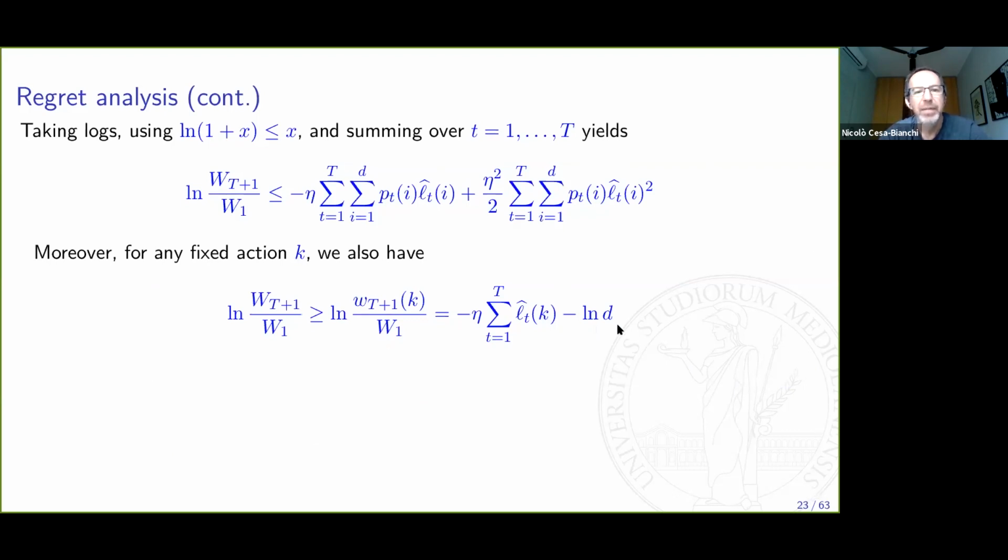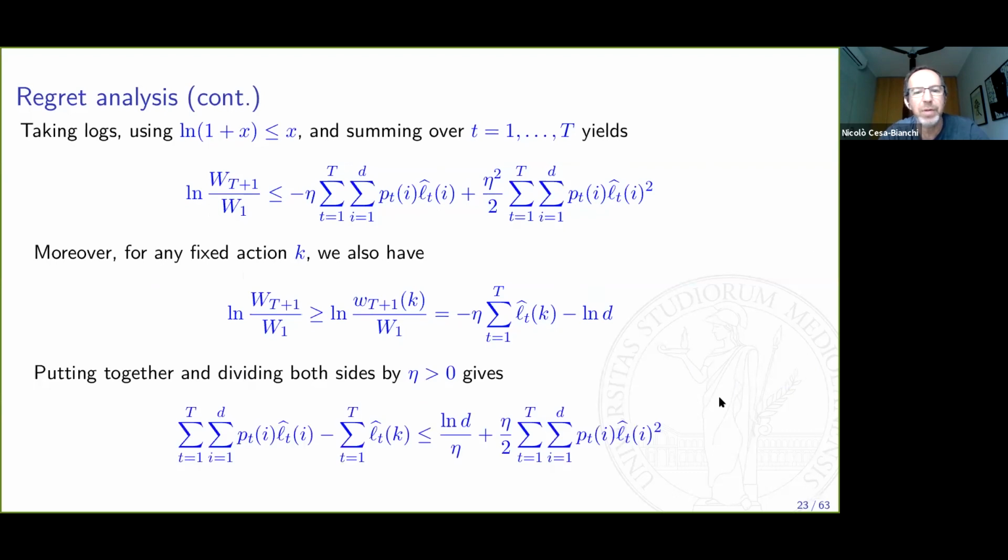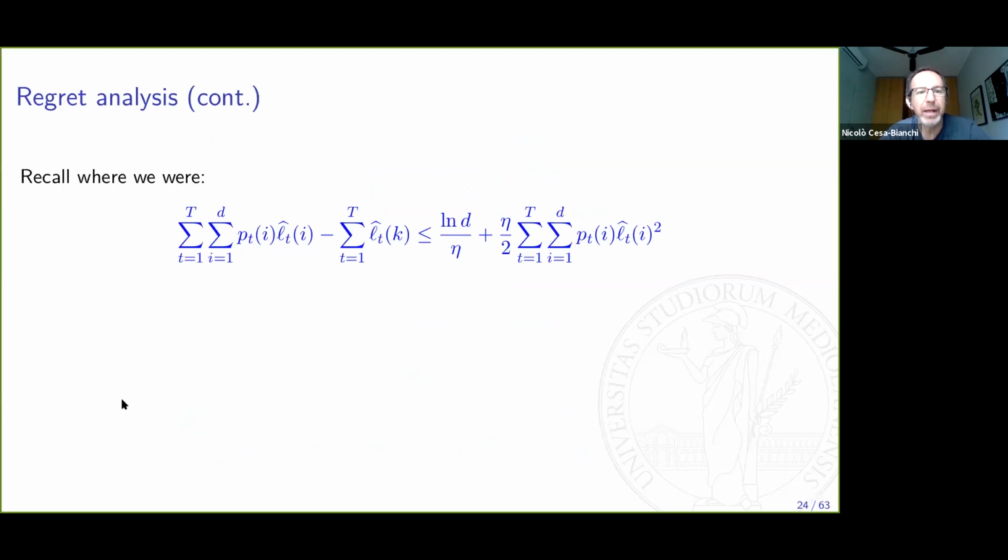So we have now an upper bound on the log of the ratio, and a lower bound on the log of the ratio. We put them together, and we divide both sides by eta, which is our learning rate, bigger than 0, and we get this expression here. So now, we just repeat it here. Okay, so we are here.